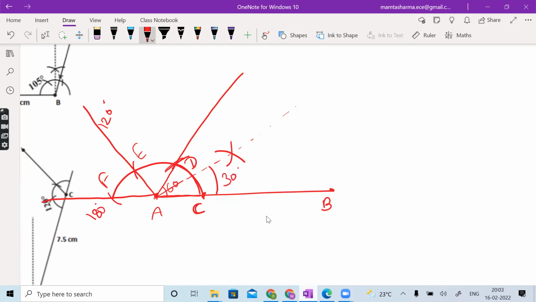Now for 30 plus 15, what you will do? For 45 angle, how will you construct 45 angle from the compass? Nitya Shri, tell me, how will you construct 45 from the compass?